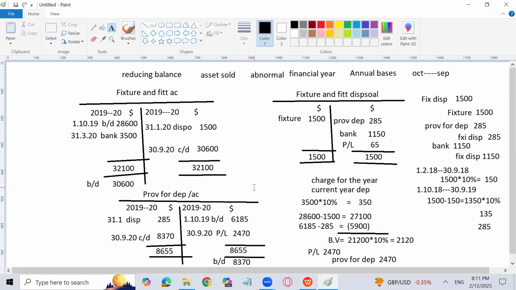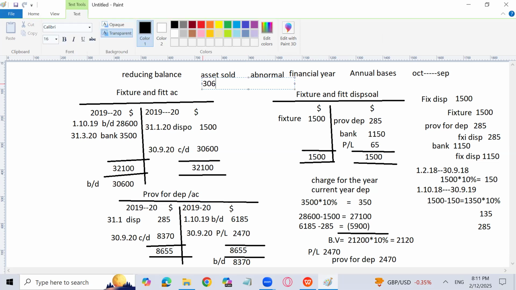If you want to write it in the balance sheet, I can tell you that how you will write it in the balance sheet, though it is not required, but I'm just telling you. Cost at the end is 30,600. Here it is written. Depreciation at the end is 8,370, and you will subtract 30,600 minus 8,370. You will get the net book value.